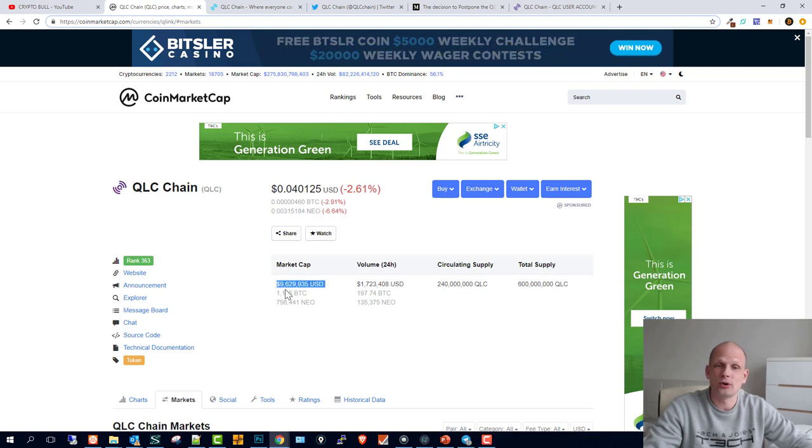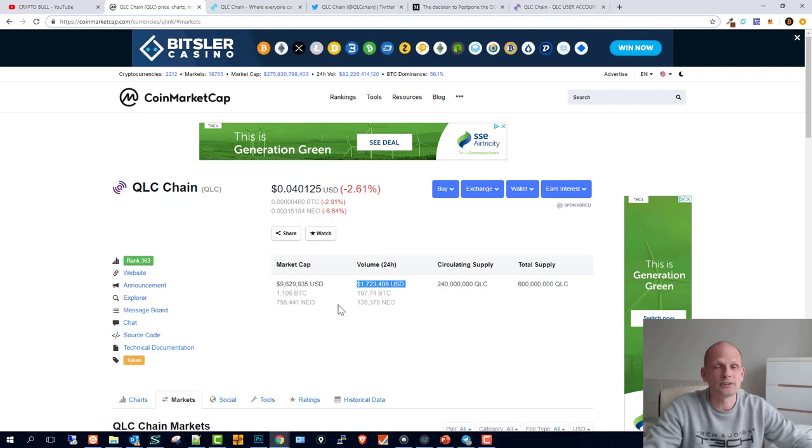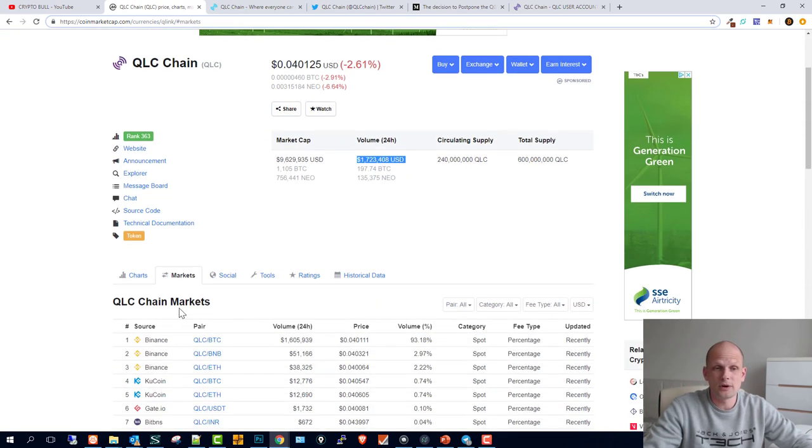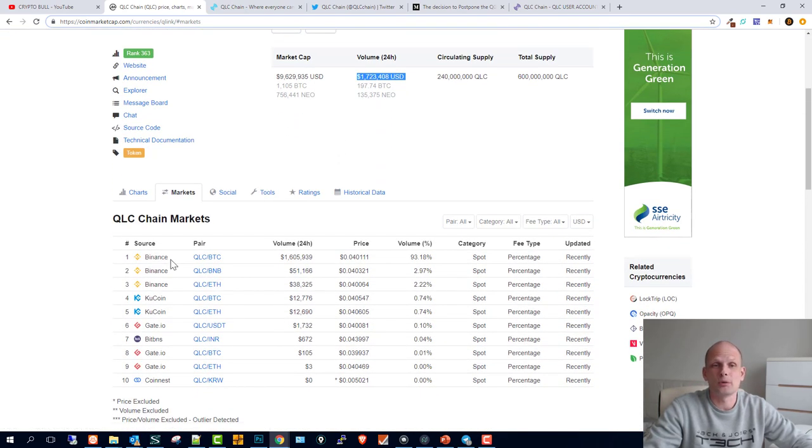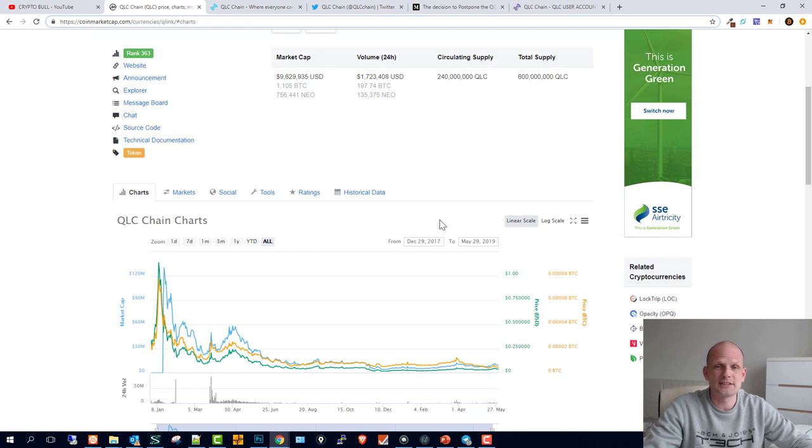So it is very cheap, and the market cap of this coin is only 9.6 or 10 million pretty much guys, and the daily volume, or last 24 hour volume, is also high, which is 1.7 million. So this coin is rather highly traded on different cryptocurrency exchanges every single day. And one more thing is that this is listed on Binance, and this coin is a little bit over 1 year old guys.